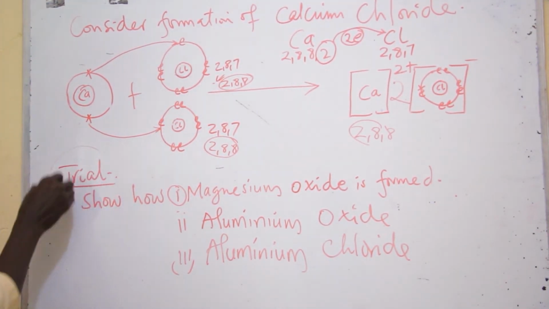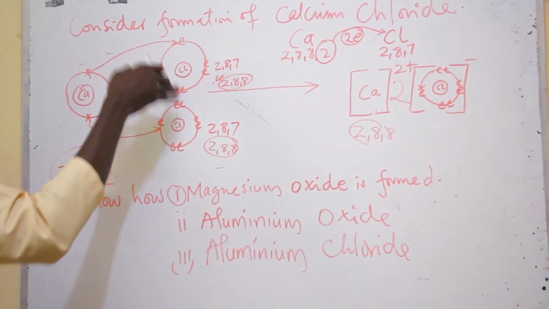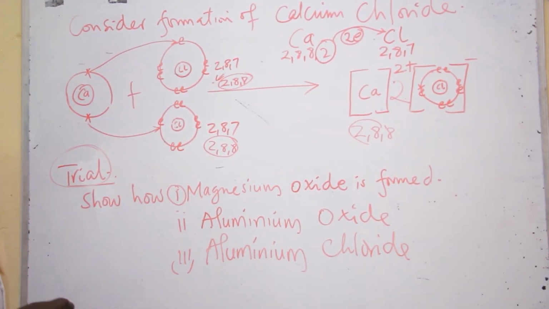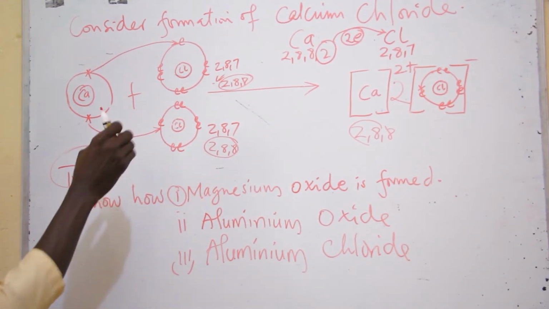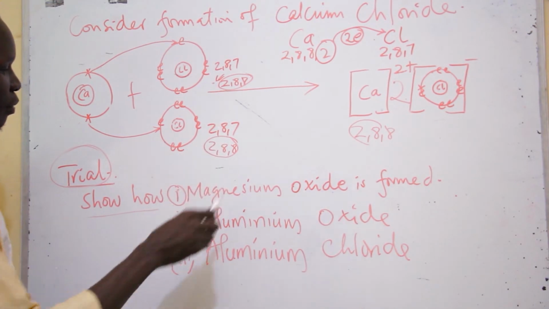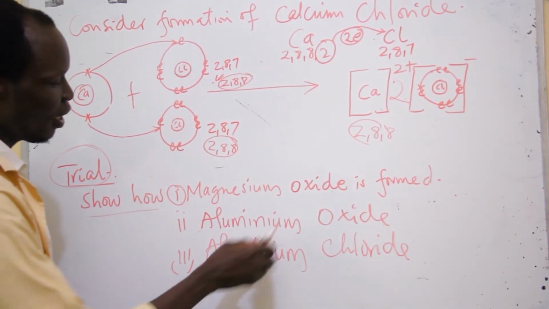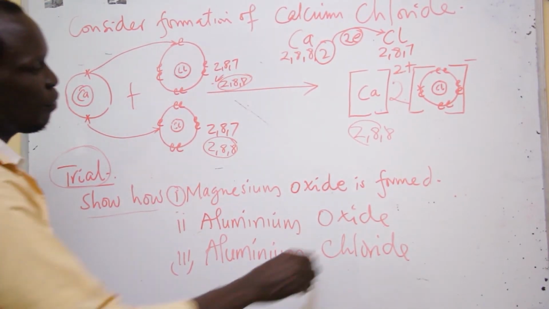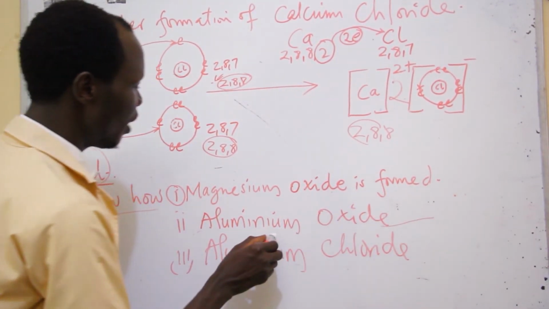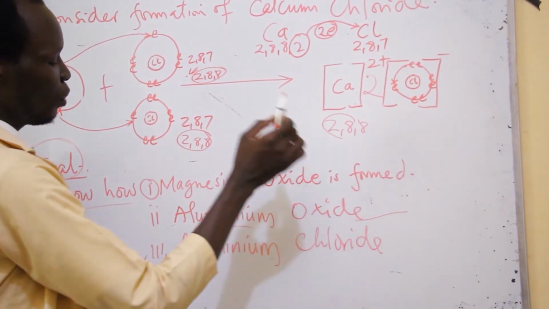So let us have this trial, and see how we can come up with diagrams showing how ionic bonding can be formed. We show how magnesium oxide is formed. That is number 1, magnesium oxide, number 2, aluminium oxide, number 3, aluminium chloride. So don't forget here that aluminium has a valence of 3, and this one has a valence of 2.